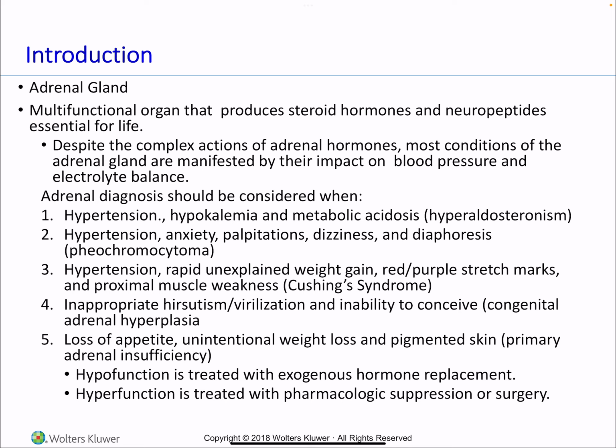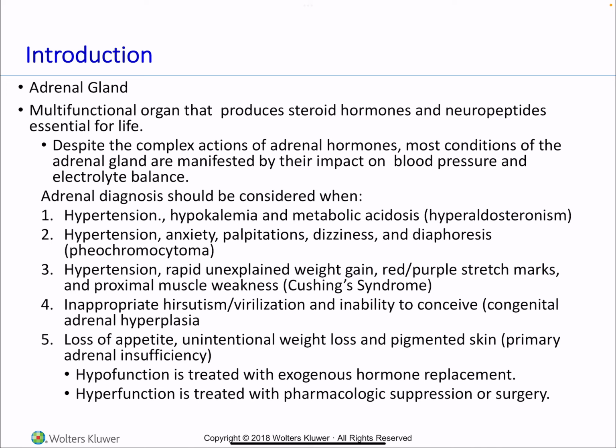Okay, so let's talk about the adrenal gland and its function. The adrenal gland is a multifunctional organ that produces steroid hormones and neuropeptides that are essential for life. So despite the complex actions of adrenal hormones, most conditions of the adrenal gland are manifested by their impact on blood pressure and also electrolyte balance.